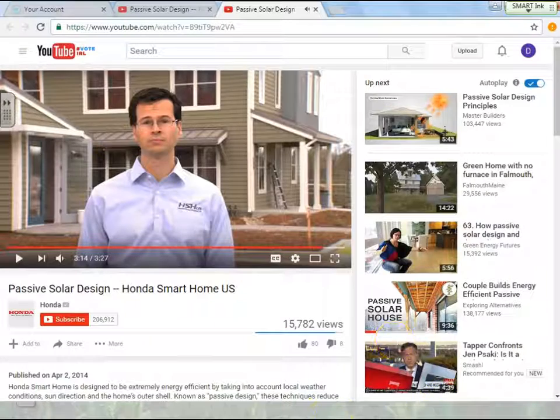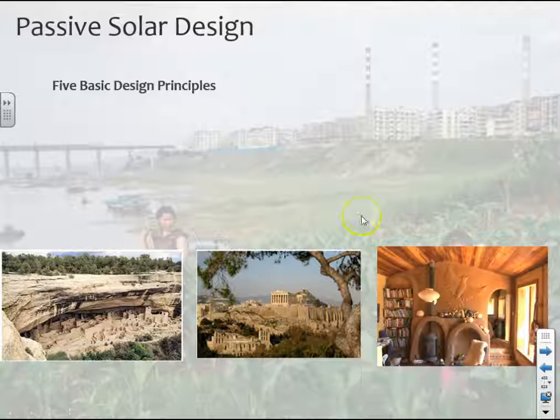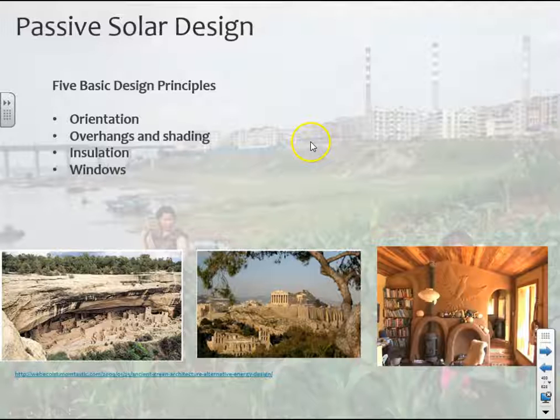Okay, so that's a pretty good introduction to passive solar design. So notice it's utilizing the surrounding conditions to your advantage, basically. And just in case you think that this is a brand new idea, he did mention that this is an old idea that they're putting a new spin on. But in some of your readings this week, you had some examples of how they used these 5 principles in ancient times.